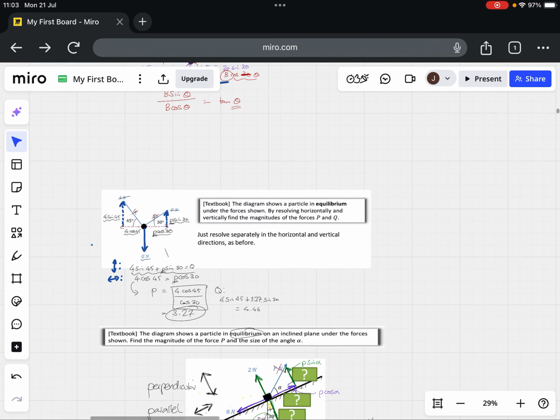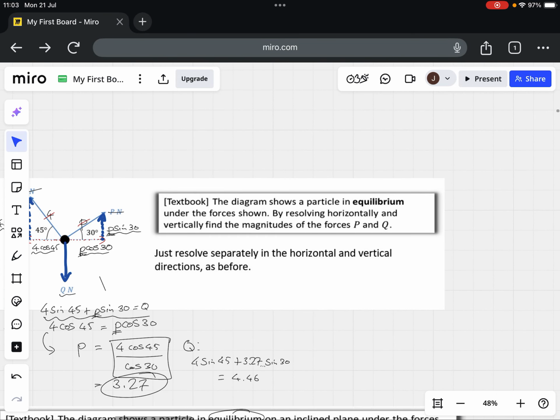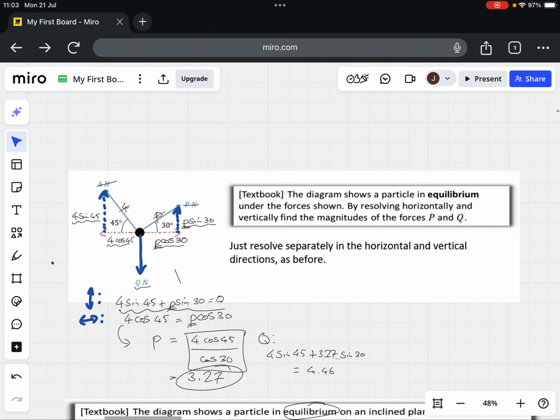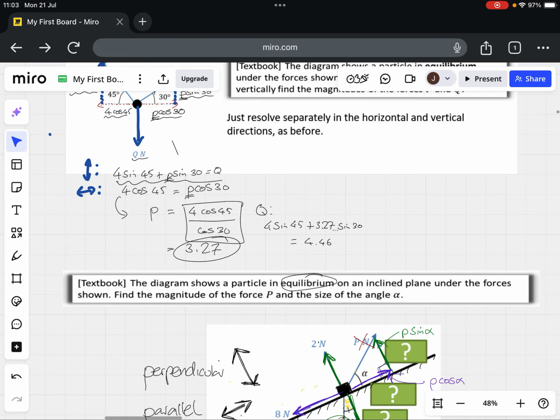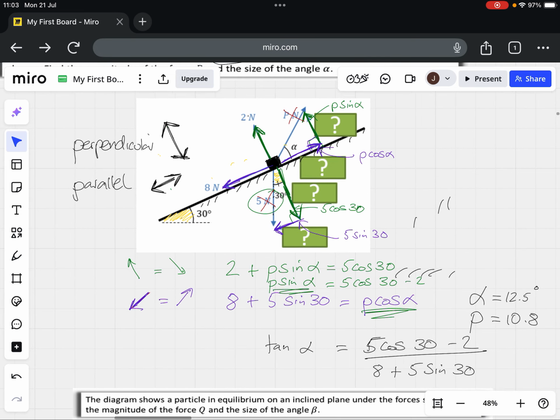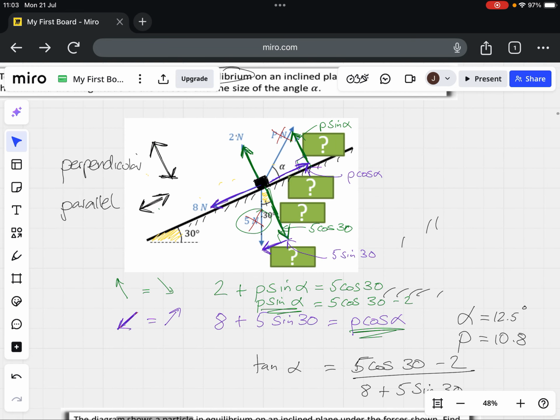Okay, so what was the theme and what's our journey so far? Initially, we've said in equilibrium, up equals down, left equals right. But you can turn that concept and you can talk about perpendicular equals parallel.